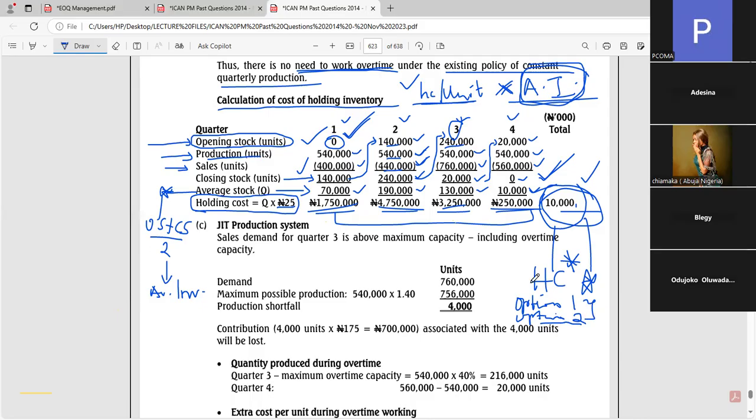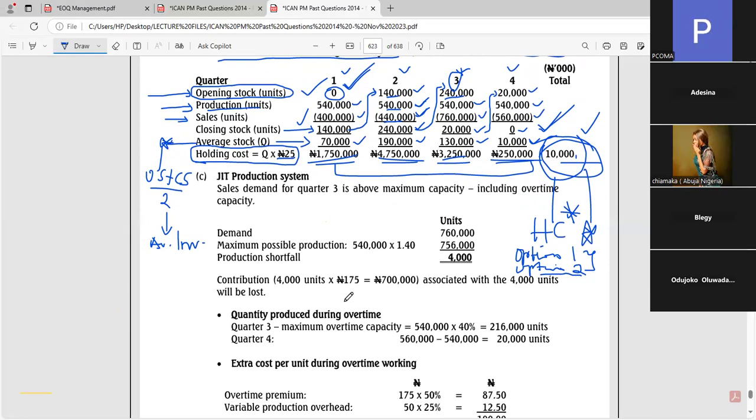Okay, thank you very much. So we don't need to compute option 2. We only compute option 1 because we've already computed 1 before. If we are operating the way we are operating now, that was 10 million naira to hold inventory. That's how they calculate the holding cost. But now that we want to move to just-in-time, it means the company will no longer hold inventory. But what is going to happen? Since they no longer hold inventory, they must use overtime. Do you agree with me? Yes or no?